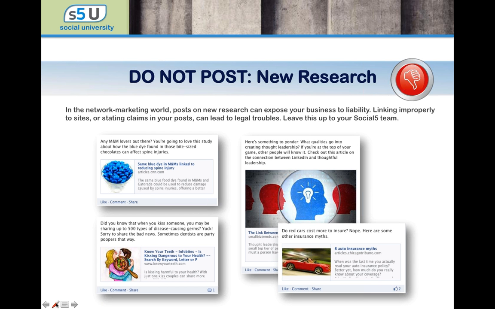Again, your job is to personalize the page. Our job is to write about products and about the science in a way that we can run through compliance to make sure that it is all right.